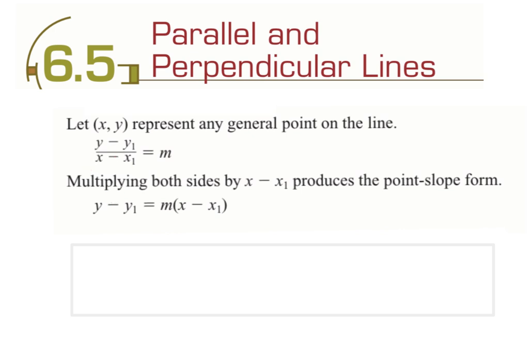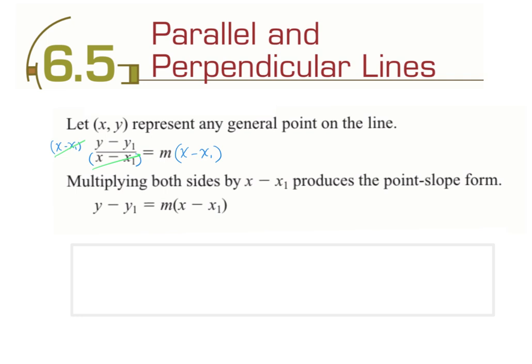Now this next step is what they did: they multiplied both of these by this group. So they multiplied this side over here by that group, and they multiplied the right side by that group. So they just took the slope formula and they multiplied both sides by that group.